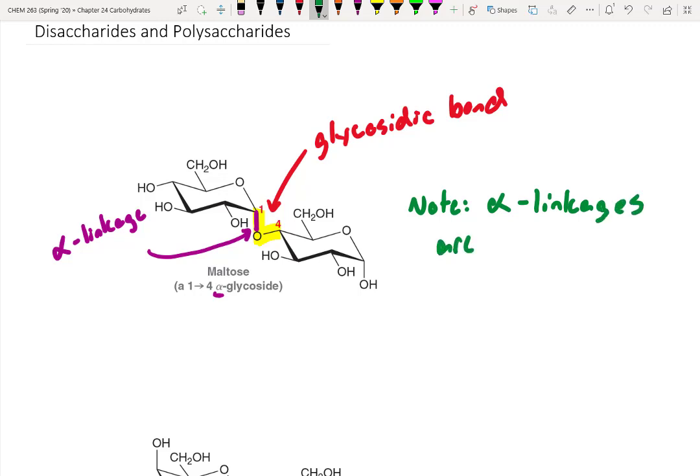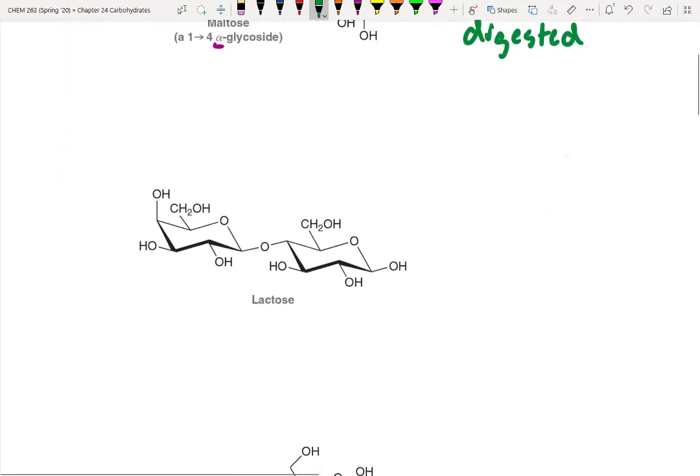So let's make a note. Alpha linkages are easily digested. So we have enzymes that can clip these up, and then we can metabolize those monosaccharides once that bond is broken. All right, let's go to the next one. The next one's pretty interesting.